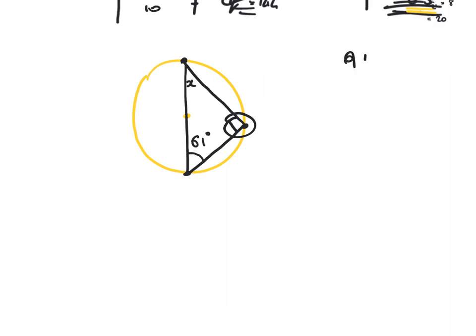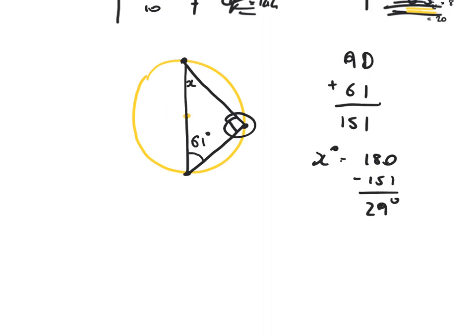So remember that angles in a triangle add up to 180, so that's 90 plus 61 will give me 151, and then to get the third angle, I take that from 180, and that will give me 29 degrees.